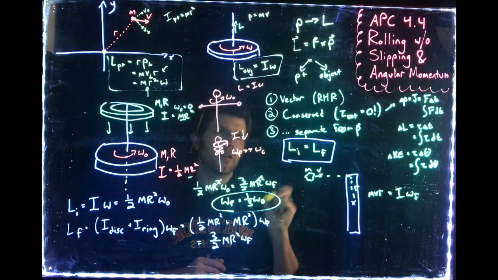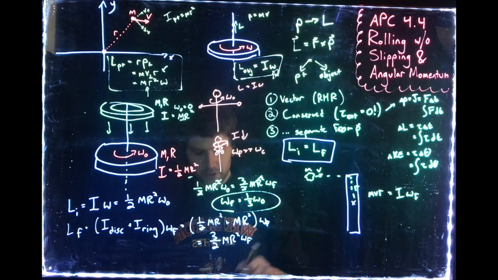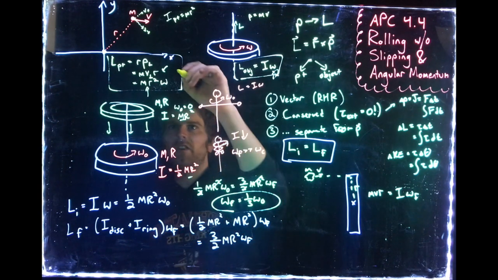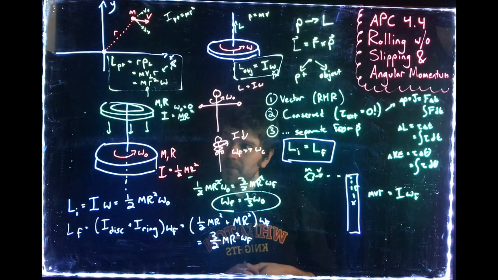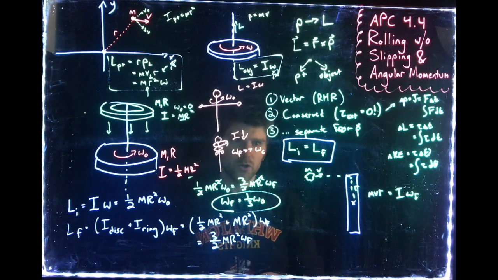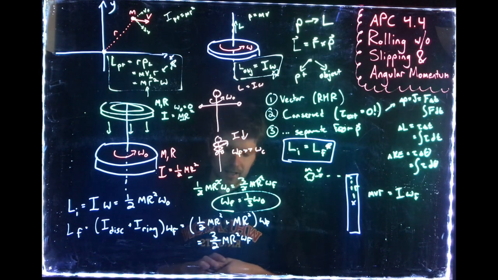But the net result here is that L equals I omega, unless we're dealing with a point particle, in which case mvr is probably a safer way to go. And just like regular momentum, it is conserved. So you can always do initial momentum equals final momentum. And like I said, we'll take a look at a whole bunch more of those in class.